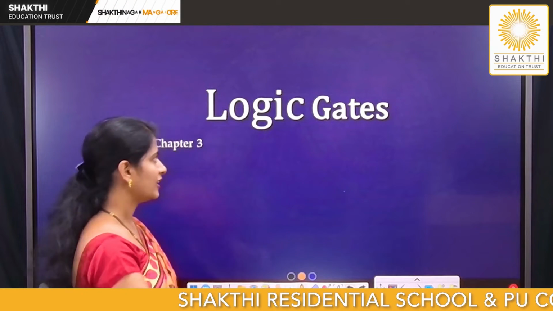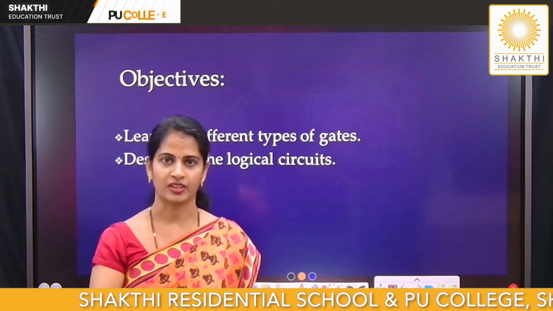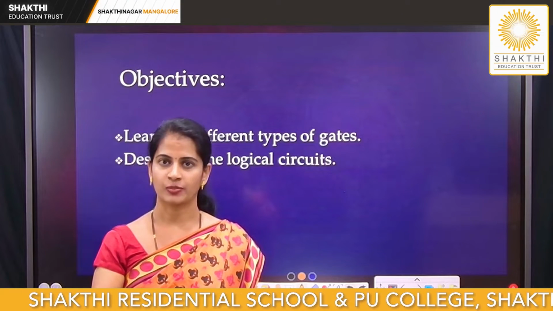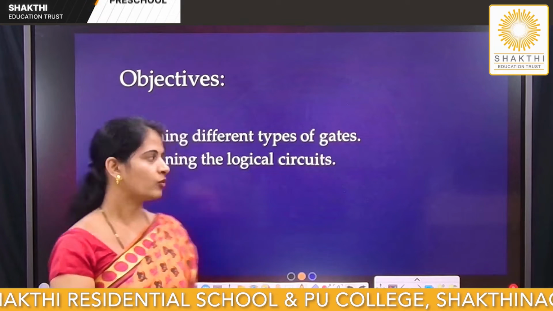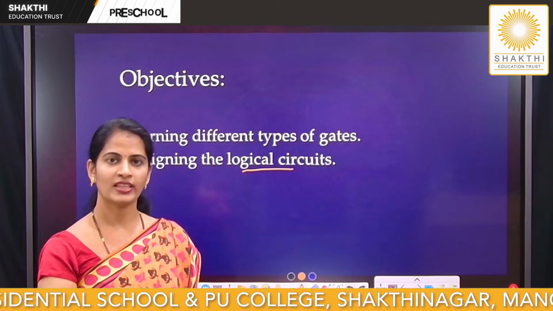Today I am going to conduct a session on logic gates from the 2nd PUC Computer Science textbook. So, Chapter 3, Logic Gates. Let's see what the objectives of this chapter are. We are going to learn different types of logic gates and how you can design logic circuits using the gates. So, let's see the definition.